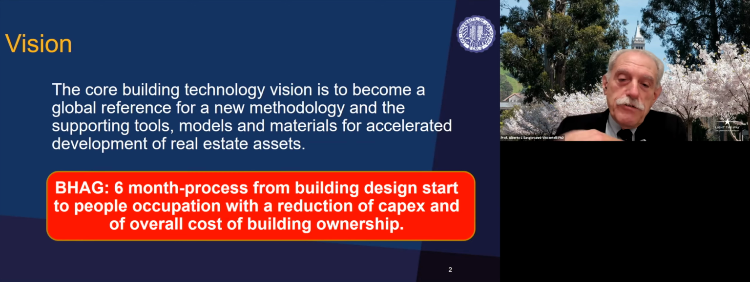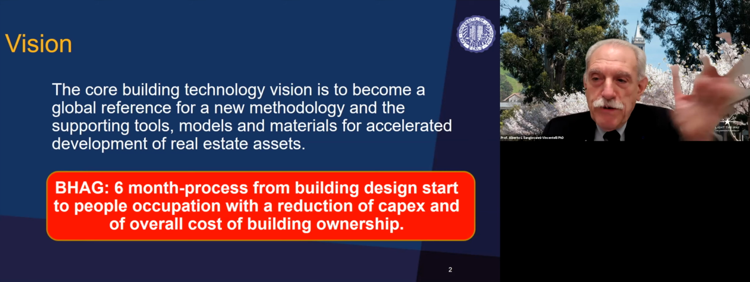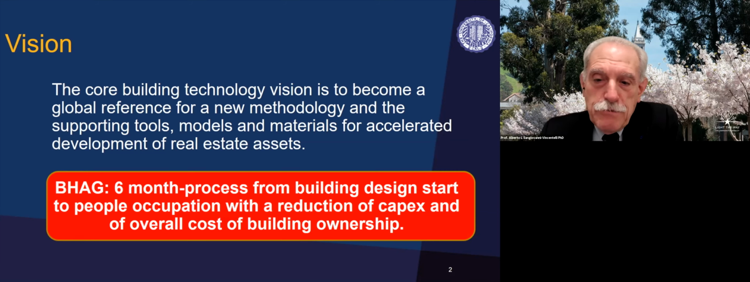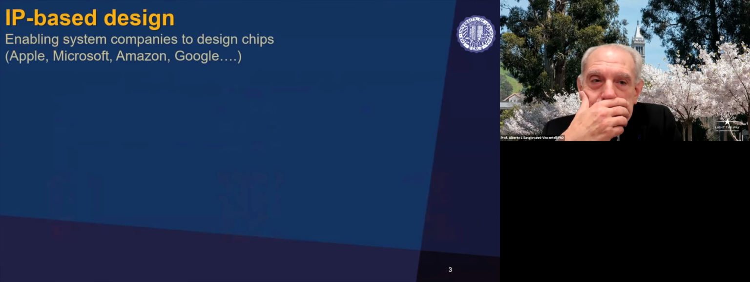So the goal is to go from a 6-month process from building design to people occupation. So right now, if you look at data that have been provided by a company I'm working very closely with, called Lendlease, a large developer, this process takes multiple years. So sometimes 2 years, sometimes 3 years. And so to go down to 6 months is a major endeavor. Now, how do we try to do that?